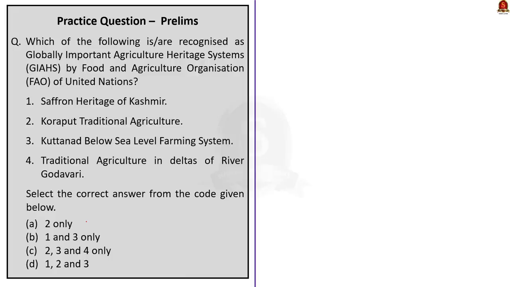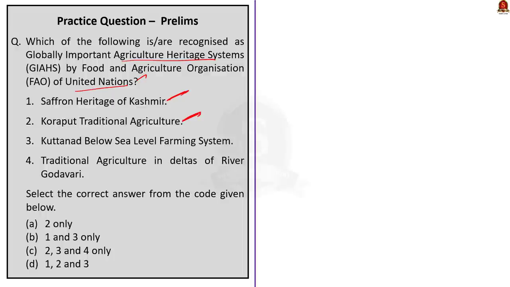Moving on, let's take up the fourth question. Which of the following is recognized as globally important agriculture heritage systems by Food and Agricultural Organization of United Nations? Here 4 statements are given. We have to pick the correct statement. First one, saffron heritage of Kashmir. Yes, this is correct. It was included in GIAHS. Then second one, Koraput traditional agriculture. See, this is also included in GIAHS. So second statement is also correct.